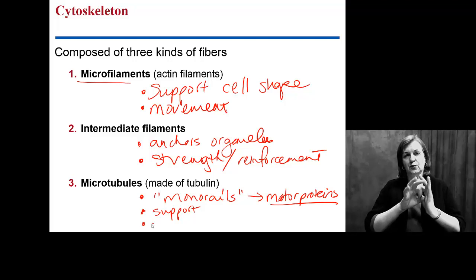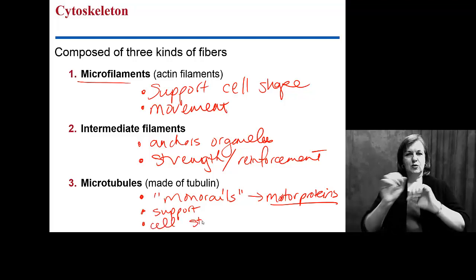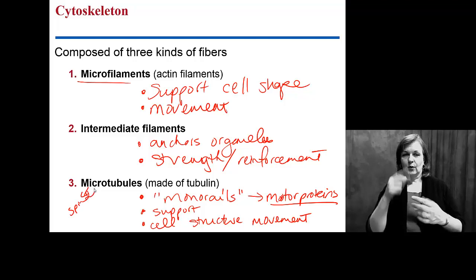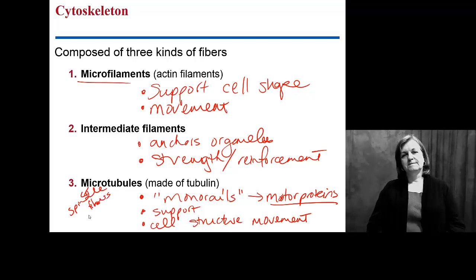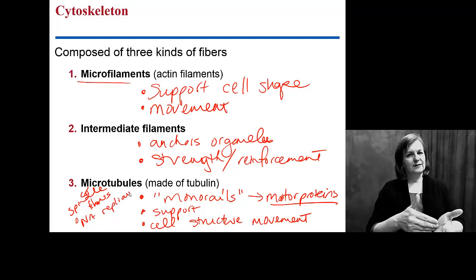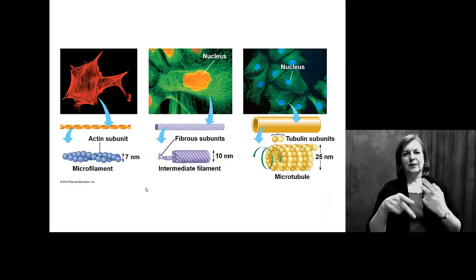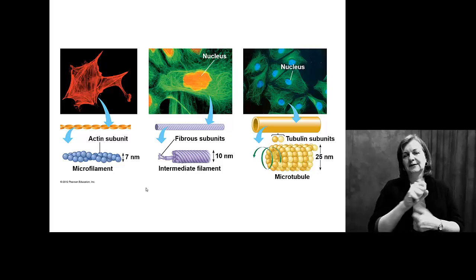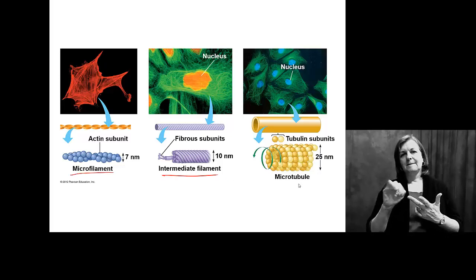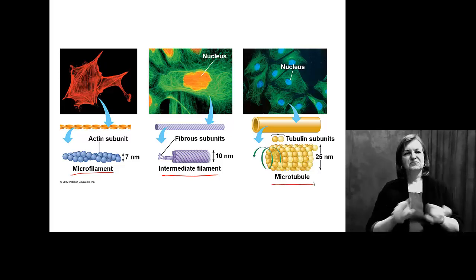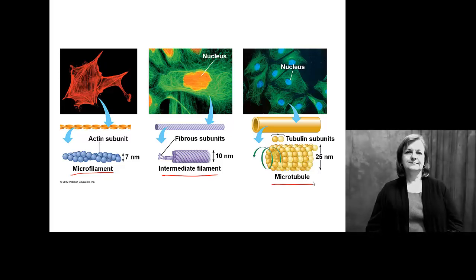And the other thing we'll look at is it's very much involved with cell structure movement. So we will see microtubules in something known as spindle fibers when we look at DNA replication. These terms are going to come back a lot, so keep them in mind as we go through. Here are the different ones for you. So the microfilaments, the intermediate filaments, and the microtubules, just so you can have a sense of their difference in size and shape and structure associated with them.